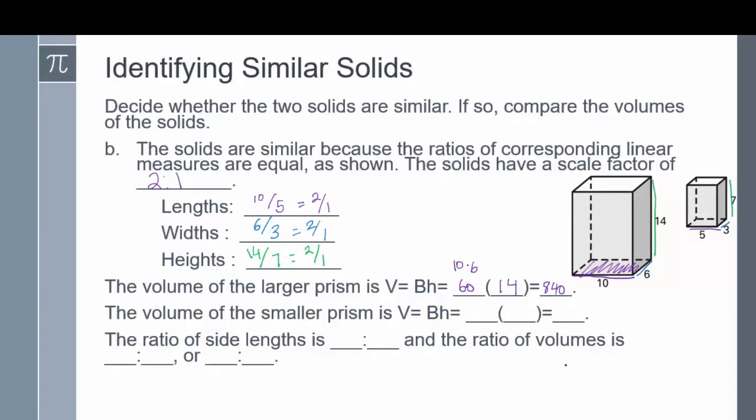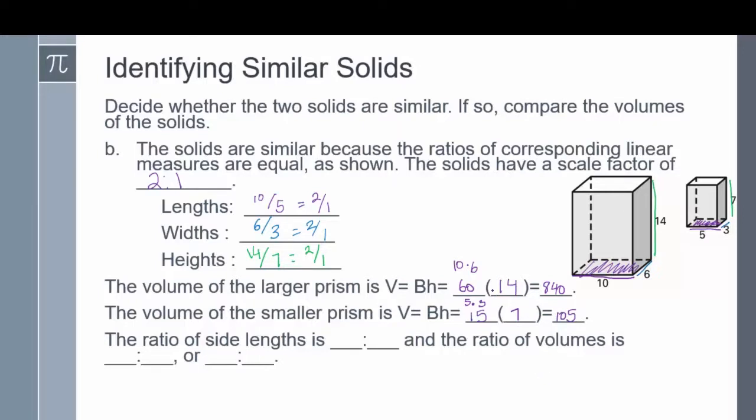Let's take a look at the volume of the smaller prism. Volume is equal to base area times height. My base area is the rectangle over here, which is 5 times 3, which gives me 15, times the height, which is 7. 15 times 7 is 105 units cubed.